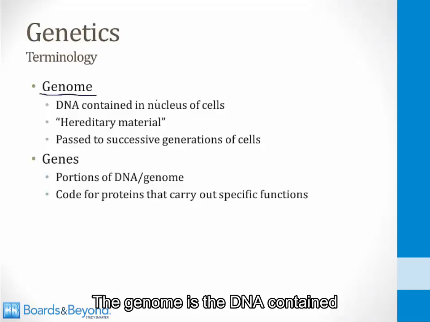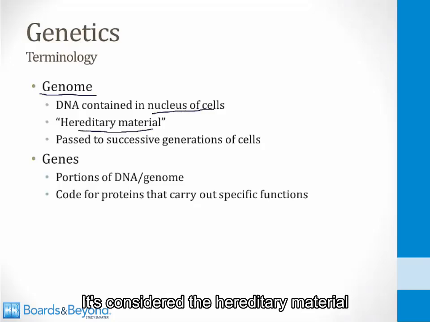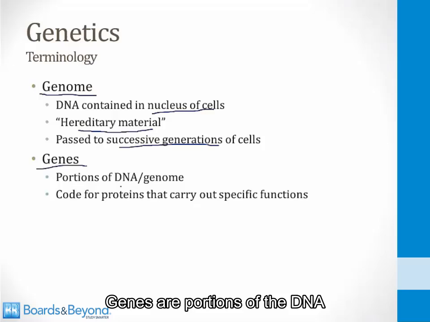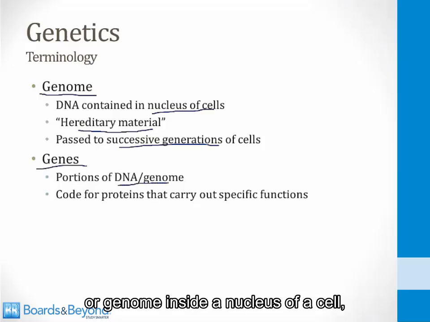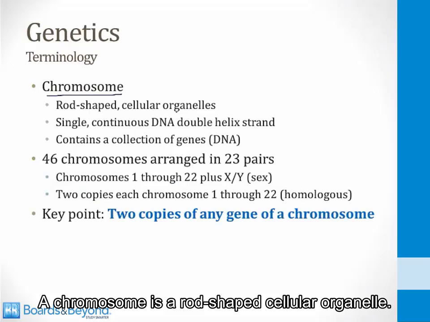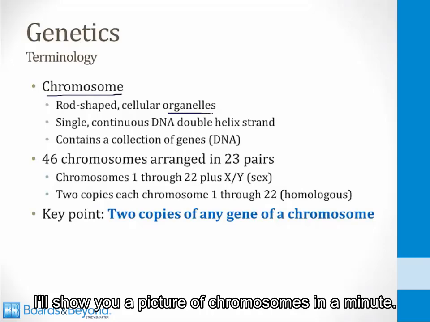The genome is the DNA contained in the nucleus of a eukaryotic cell. It's considered the hereditary material that can be passed on to successive generations of cells. Genes are portions of the DNA or genome inside a nucleus of a cell, and they code for proteins that carry out specific functions. A chromosome is a rod-shaped cellular organelle. You can see these under the microscope. I'll show you a picture of chromosomes in a minute.